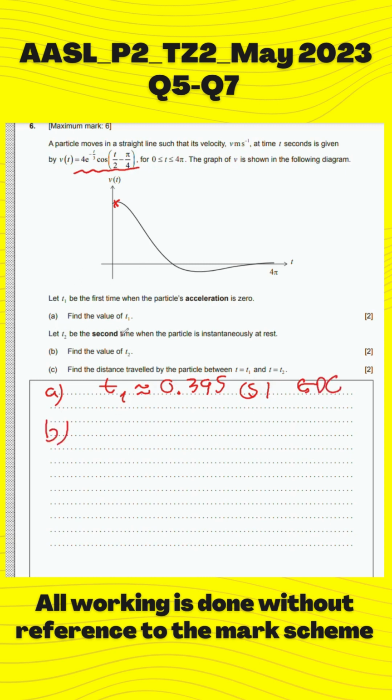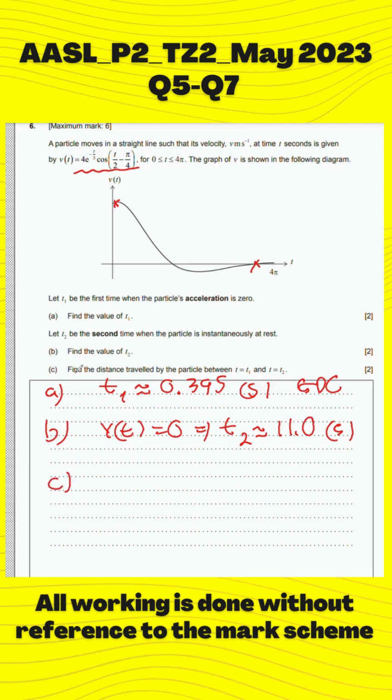B, t2 is the second time that the particle is at rest. Particle at rest means the velocity equals 0, but the second time. So this will be the second x-intercept. Put this into the GDC and find the second x-intercept. So t2 is nearly 11.0 seconds.